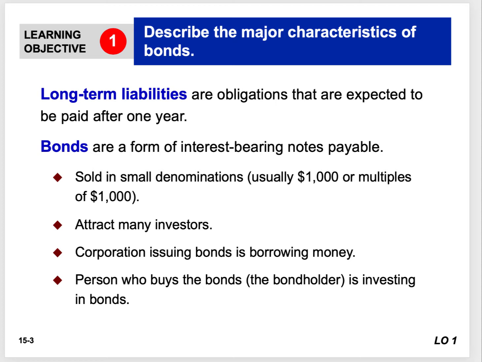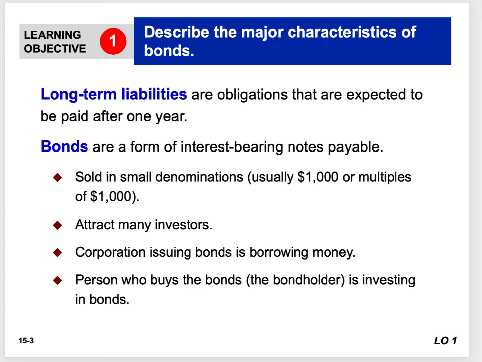Okay, so when we think of bonds, bonds are really a form of interest-bearing notes payable. That's really all they are. If you're familiar with the bond market at all, or look at Yahoo Finance or Google Finance or anything like that, bonds actually sell in lots, or small denominations. Normally they're going to be in lots of 1,000 or multiples of $1,000. So that's the par value of a bond, $1,000.